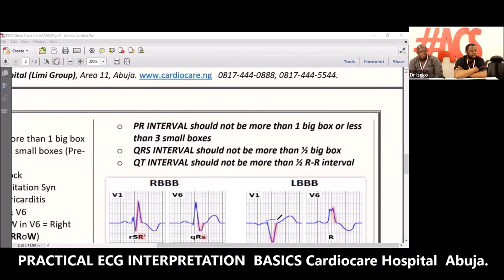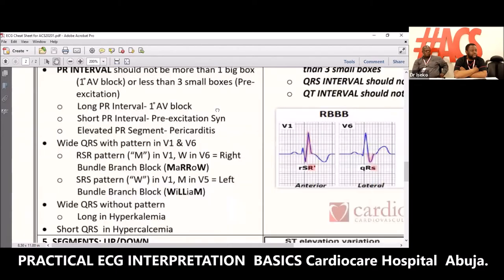This has almost one full big box. That is why we now say we have a problem here. What that simply means is that it's taking longer for the heart to get the impulse, for the ventricle to get depolarized. All right, let's go faster. ECG, I don't know how I'll teach it in this one hour, but let's see.